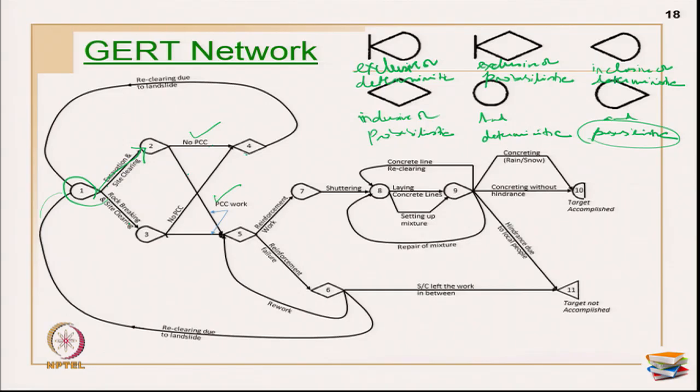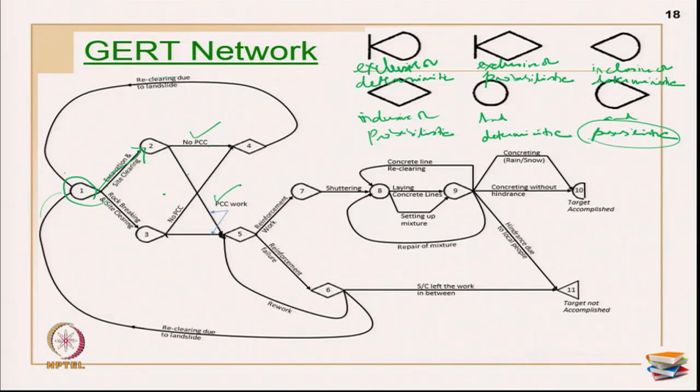Okay. Because of what? There may be a landslide which has happened. So, when the landslide happens, I may not be able to do PCC, I may have to re-clear due to landslide, and again I may have to repeat the process. Okay. If the PCC happens, in the sense if there is no landslide, no uncertainty has happened, then I am going to go to the second step in my operations, which is the plain cement concrete work.